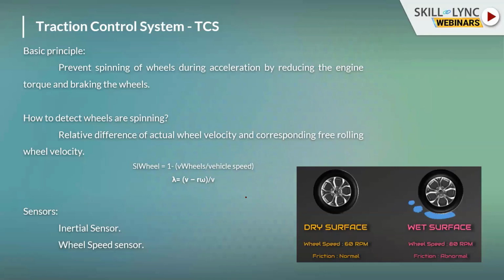Using the inertial sensor input and the vehicle speed sensor input, it will calculate, and it will reduce the engine torque or apply brake torque depending upon the situation. In what situations it reduces the engine torque and where it applies the brake torque, you can see in the next slide.